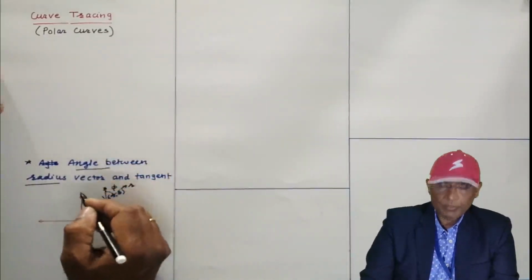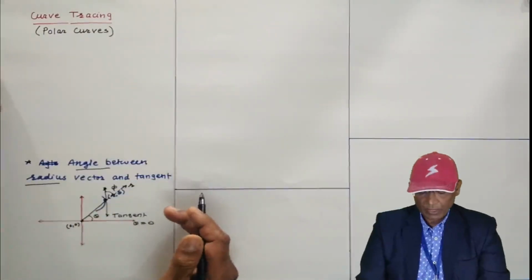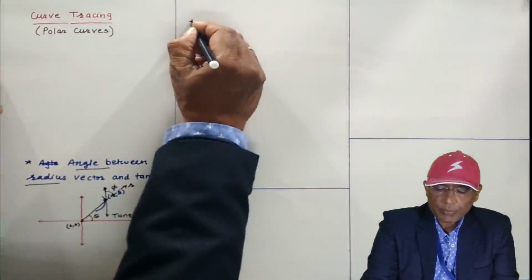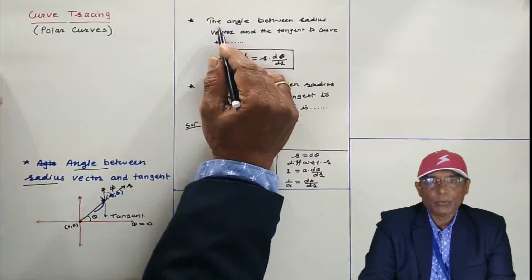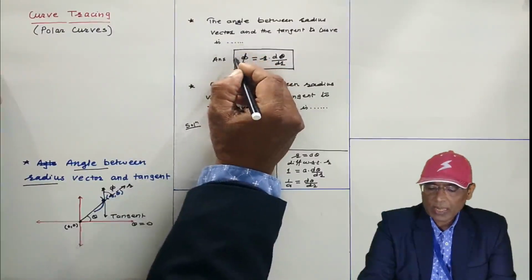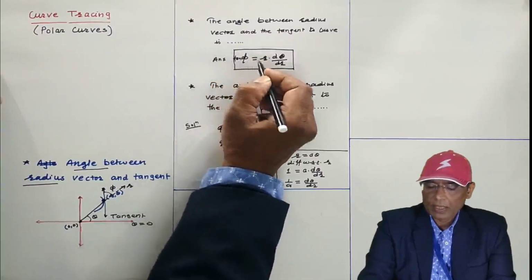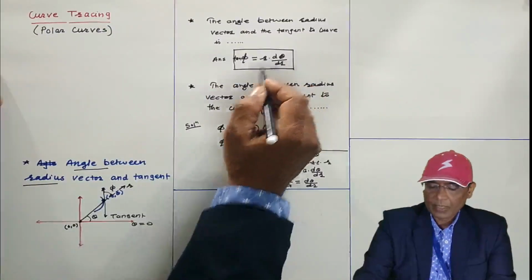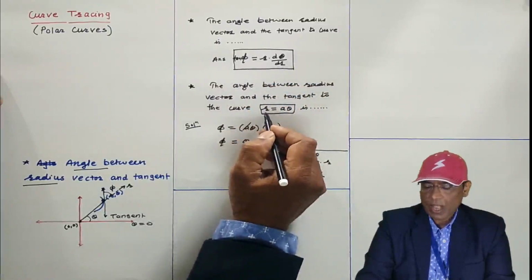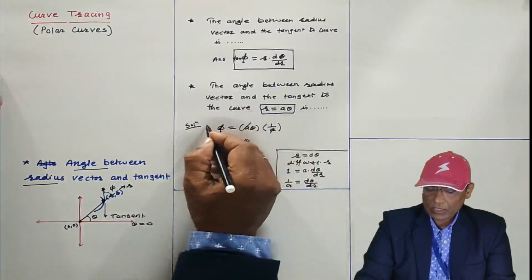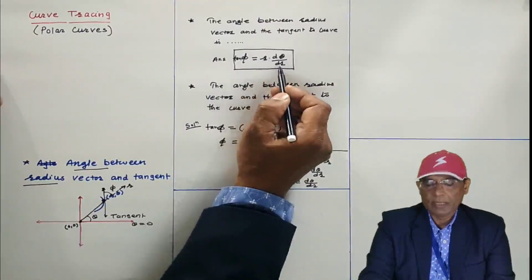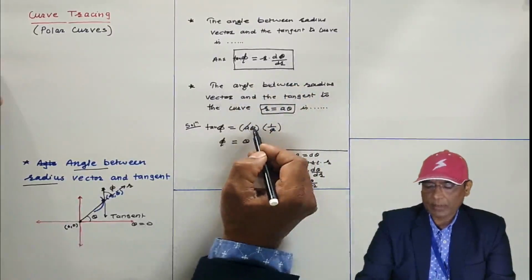Now how to find it out? Because in the examination, in MCQ, you may be asked to find the value of phi also. The angle between the radius vector and the tangent to the curve is tan phi equals r d theta by dr. Next MCQ, r is equal to a theta. This is the formula, tan phi equals r into d theta by dr, and the value of r is a theta.